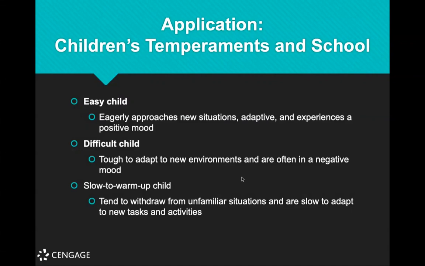So an easy child is someone who eagerly approaches new situations, is adaptive, experiences a positive mood, they have a healthy level of confidence. A difficult child is tough to adapt to new environments and are often in a negative mood. They do not feel secure enough to go out and venture or approach new novel situations. The slow to warm up child is someone who is initially withdrawn, but then they start familiarizing themselves with the space and then they get comfortable.